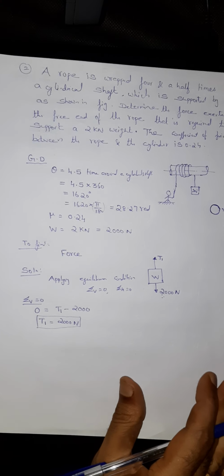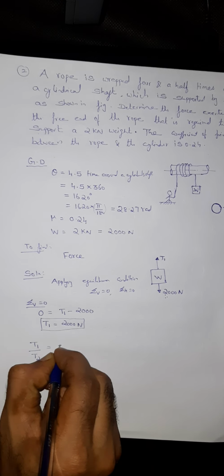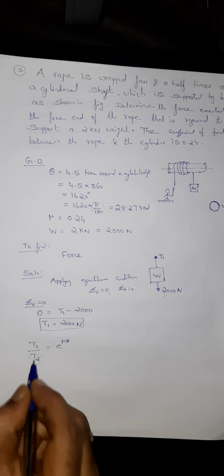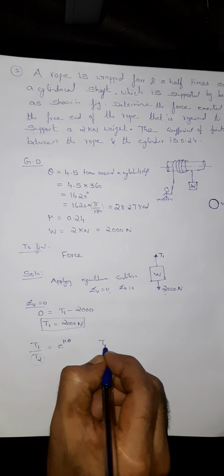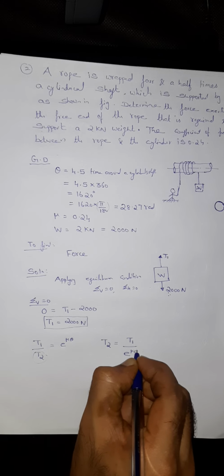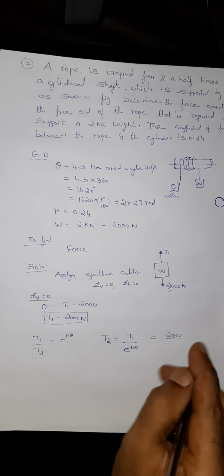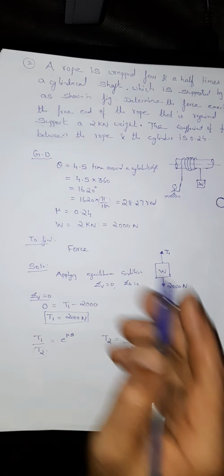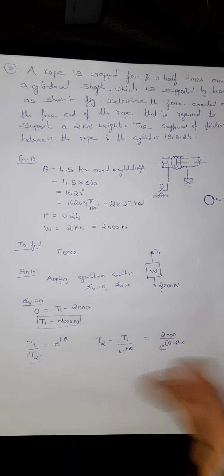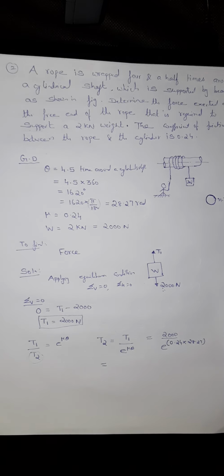So what is the formula of belt friction? T1 by T2 equals e power mu theta. T1 you know, T2 is the one which you need to find. Therefore, T2 equals T1 divided by e power mu theta. You know the value of T1? 2000. Mu value is already given as 0.24. You have arrived at the lap angle that has been converted into radians, 28.27. So now you can easily find the value of T2.